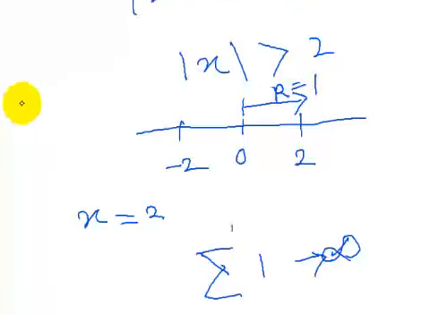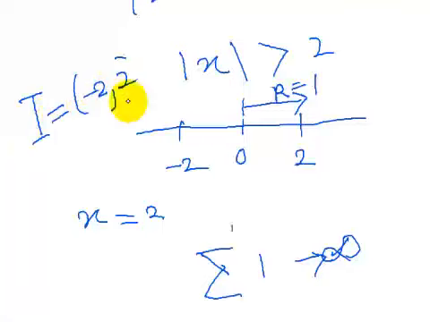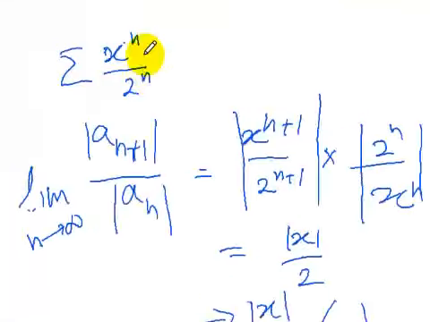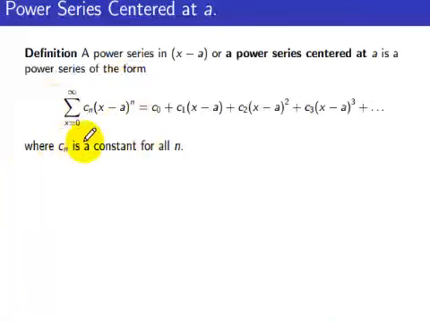Then we can find the interval of convergence. Let's denote it I. So this one is the interval of convergence, -2, +2. In this interval, that power series converges. You look at this power series as well. This is a power series in x minus a, or you can say a power series centered at a, or this power series about a. As we did earlier, we can find the radius of convergence and interval of convergence, right?